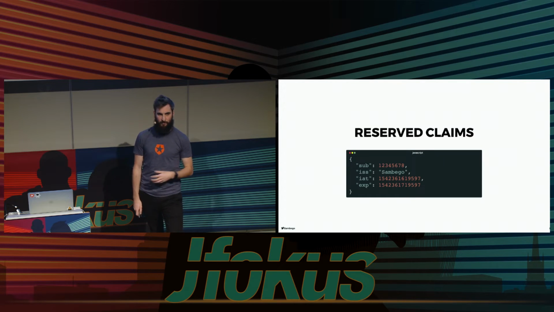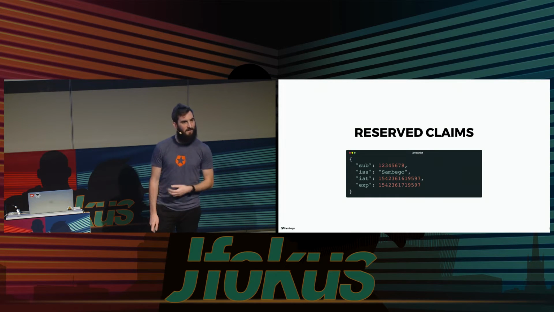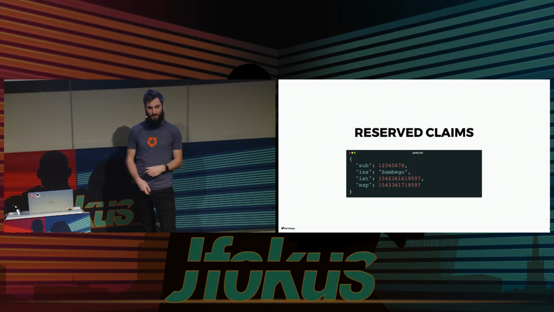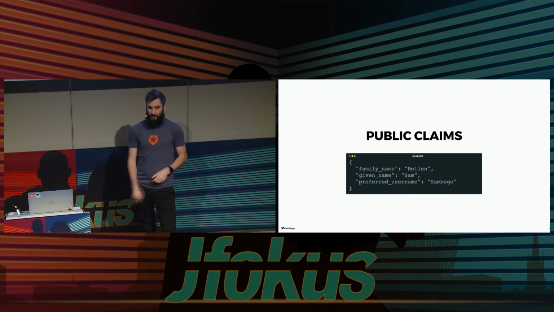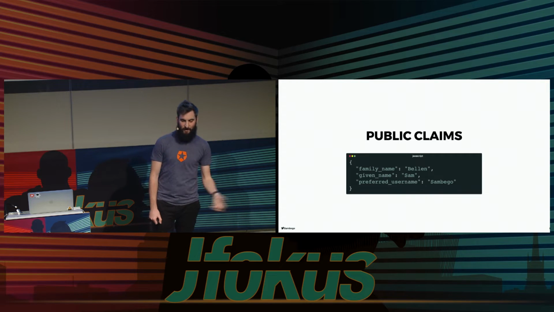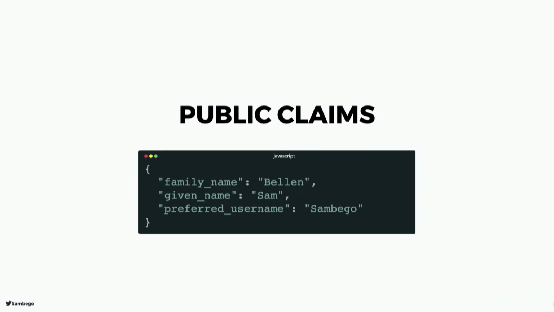One of the most important parts is there's an expiry date inside of this JSON Web Token, which could be useful. It can also be public claims like family name and given name and preferred username. And these are claims which are not really mentioned in the official spec, but there's another list of them on iana.org.